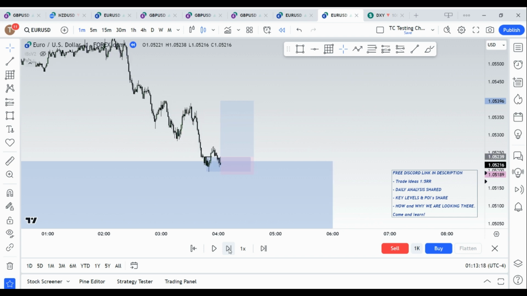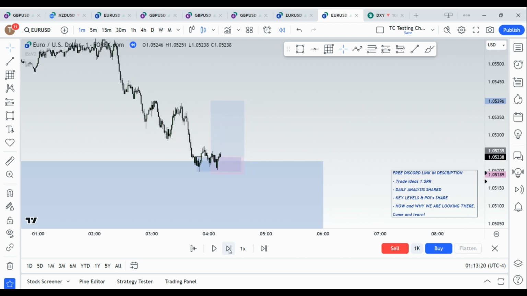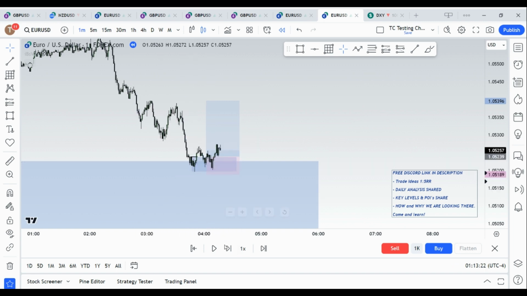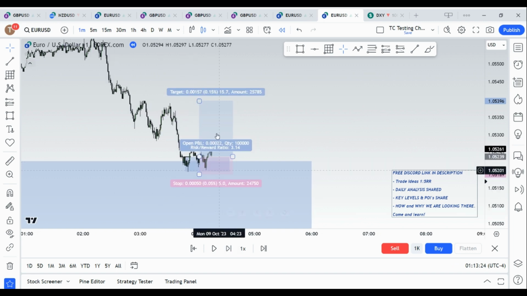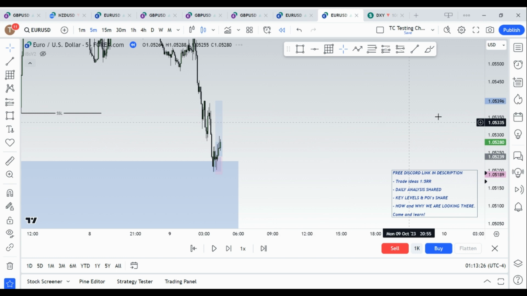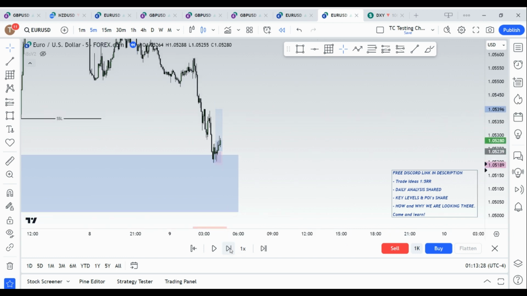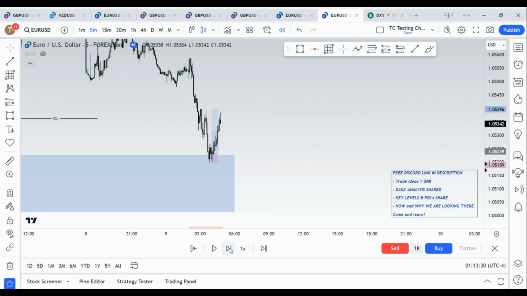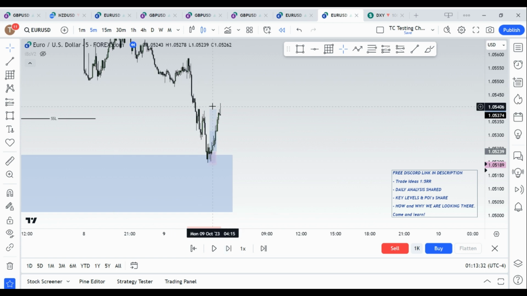So you can see we tap in, we respect the low, and we continue on up. If I drop out now to the 5-minute time frame, we are now in this trade for a London trade, and we come and we hit our first objective.